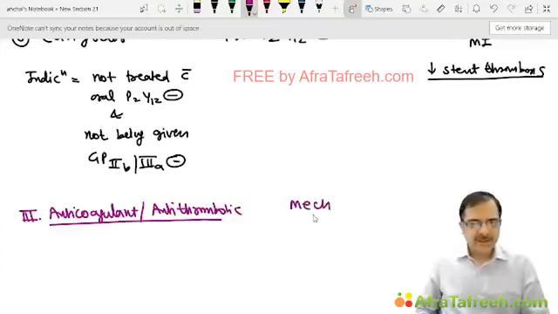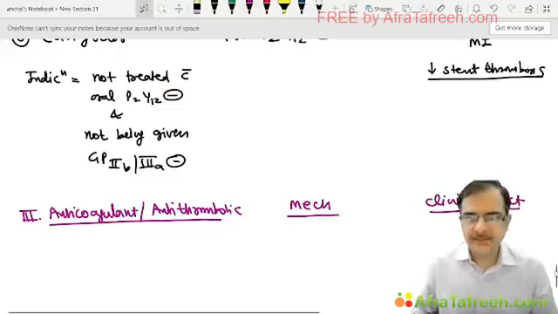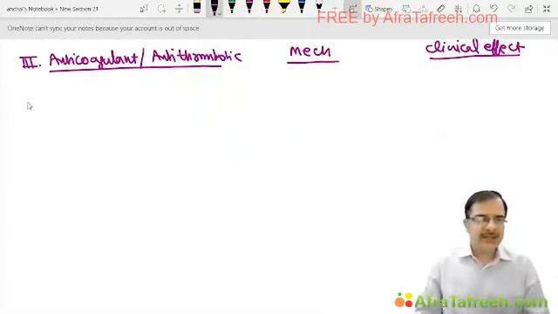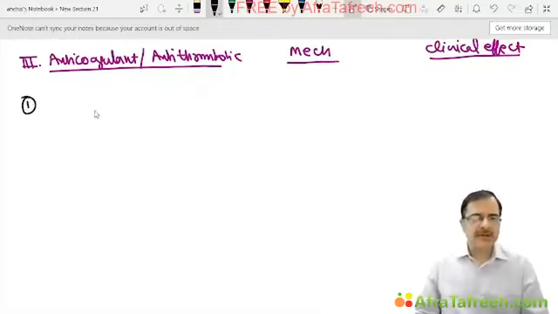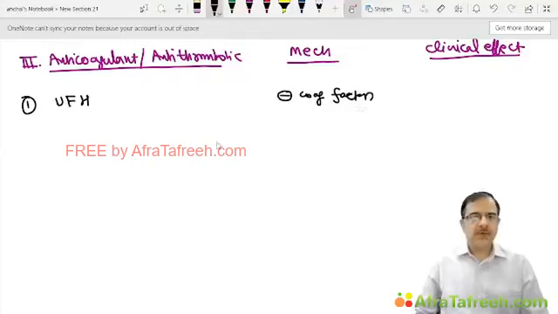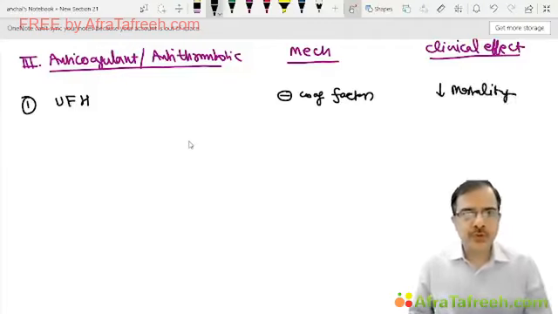Antithrombotic. Mechanism of action and clinical effect. So the number one agent, in developing countries still, is unfractionated heparin. It inhibits the coagulation factors, and unfractionated heparin has been shown to reduce mortality.